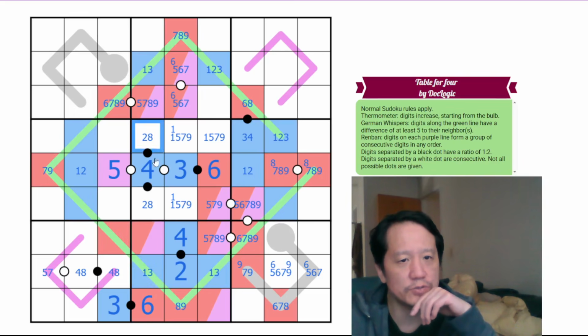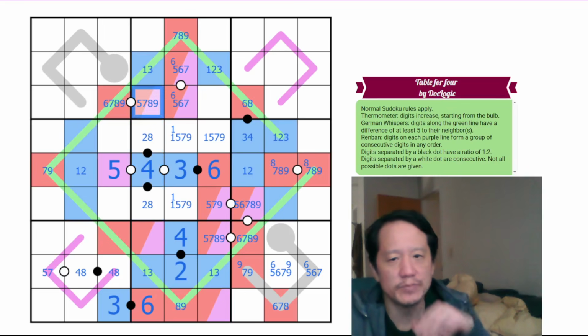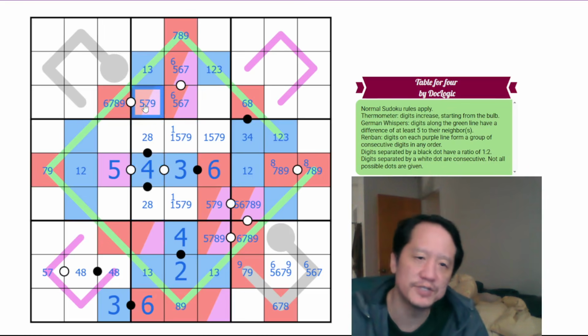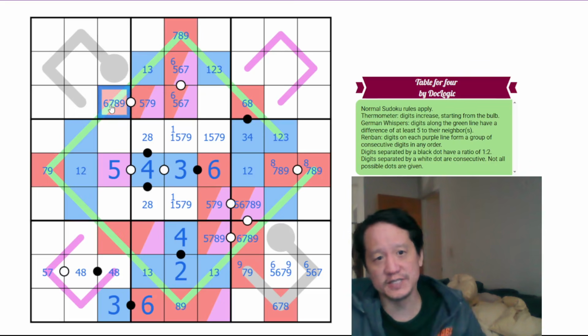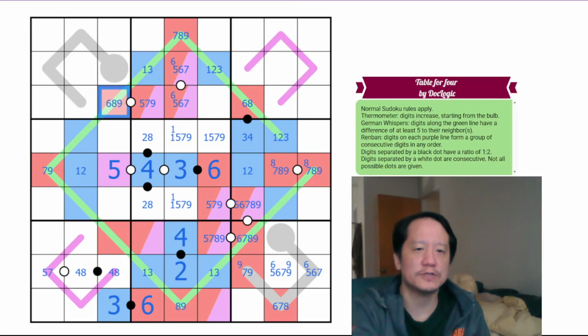This can't be 2 or 8 because of the 2 or 8 in the column. That eliminates 8 from being there. This is 5, 7, or 9, which can only be consecutive. So since it's odd, it can only be consecutive with an even digit. So this can't be 7 or 9.